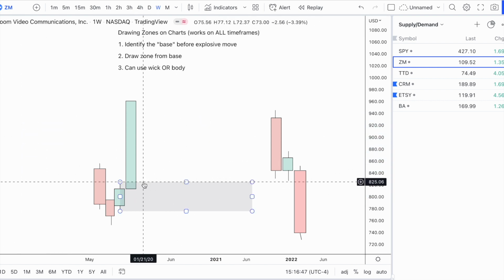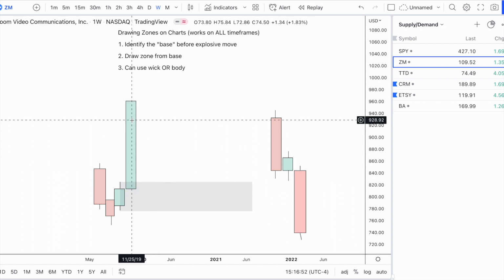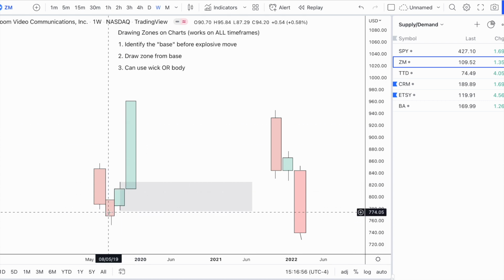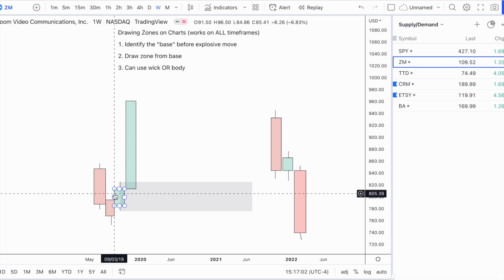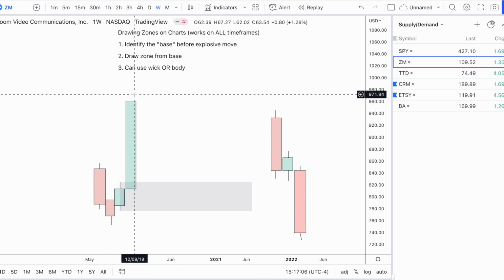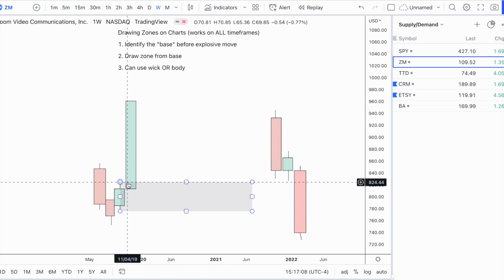A big misconception that people think is that, if we have a demand zone, a big green zone, it has to be a red candle. You have to draw your zone based off the red candle. That's just simply not true. It doesn't matter what candle it is. You just want to identify where the real base is, and you want to draw your zone right before the huge move, okay? Because that's where all the unfilled orders are going to be.